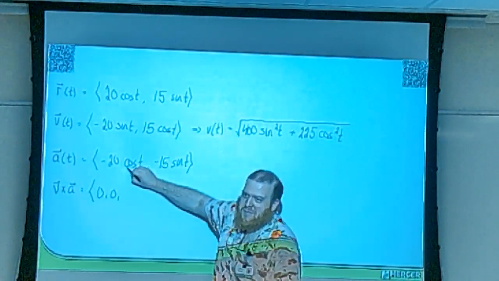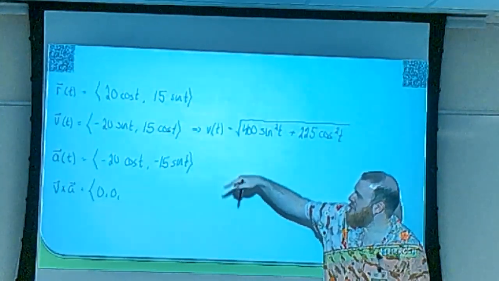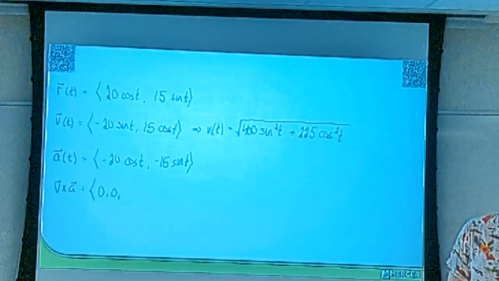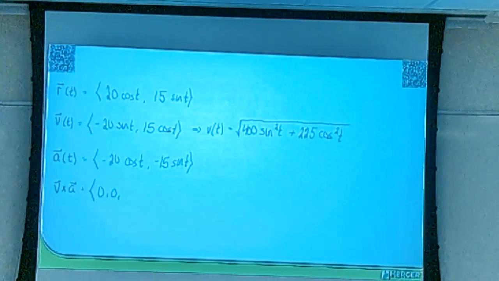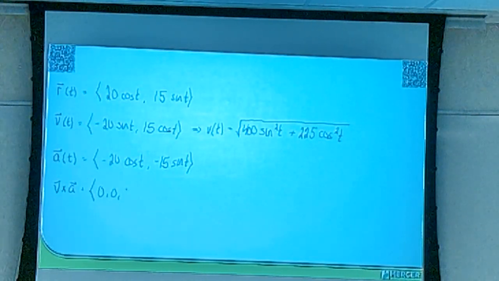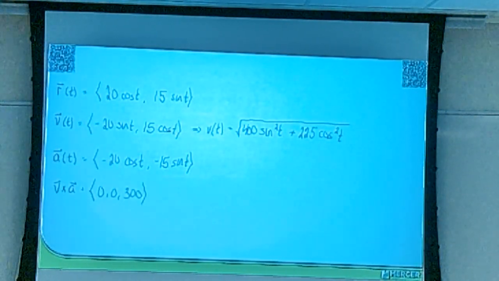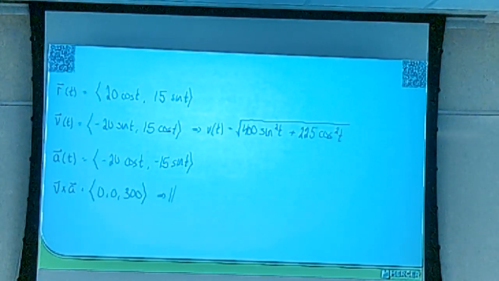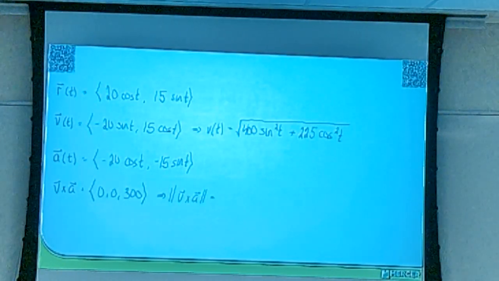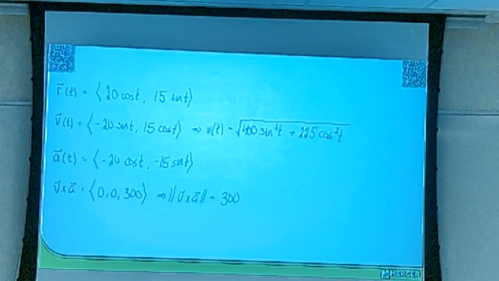Sine squared plus cosine squared. Both are 20 times 15. What's 20 times 15? 300. Oh, yeah, just 300. Which means its magnitude is what? Just 300. You now have your normal component, you have your centrifugal acceleration.